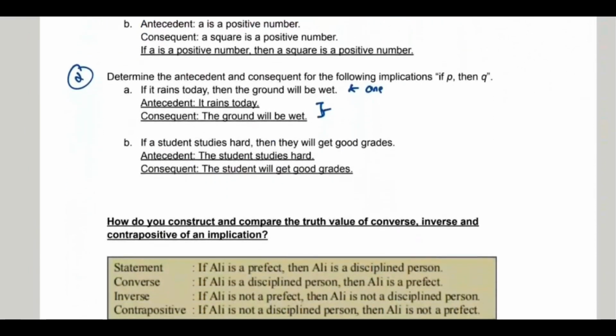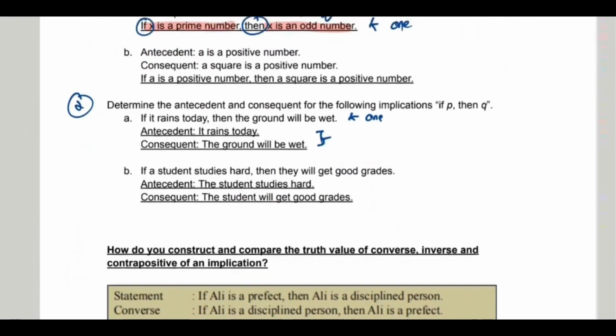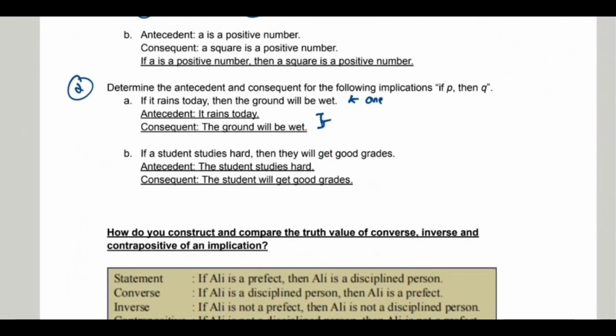So for the second question, for the second example, they will give you an implication sentence, and you need to construct two sentences, right? So in front is P, in the back side will be Q.